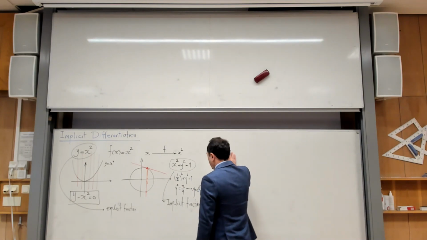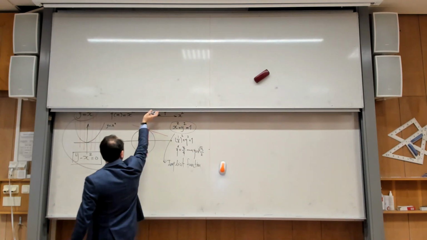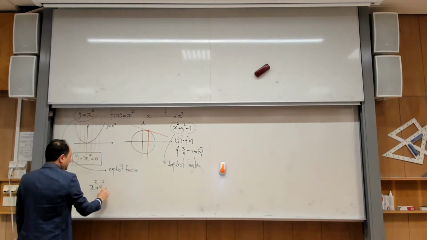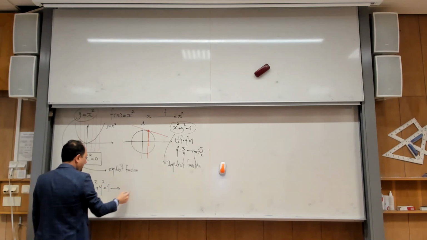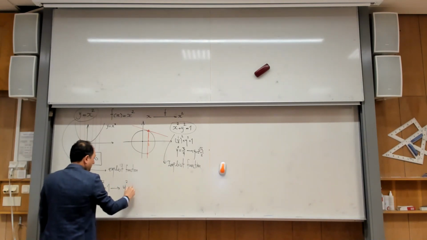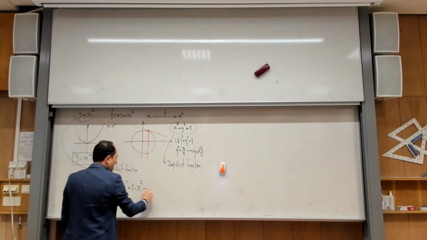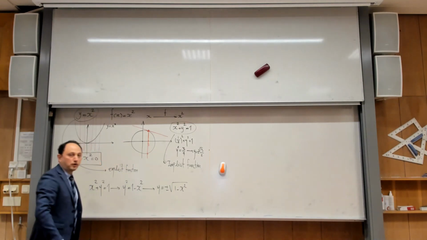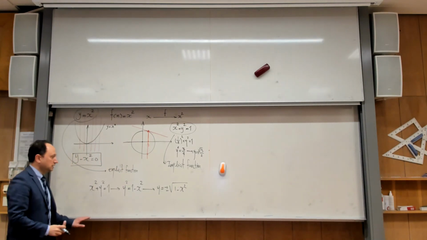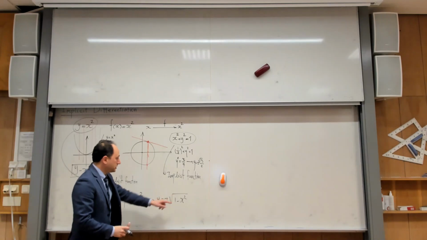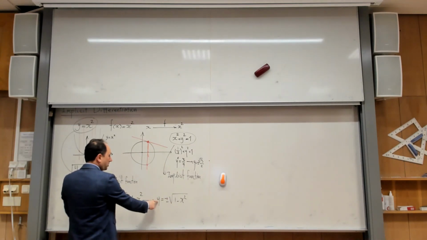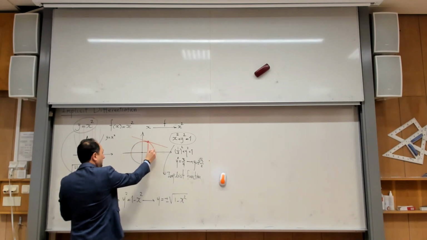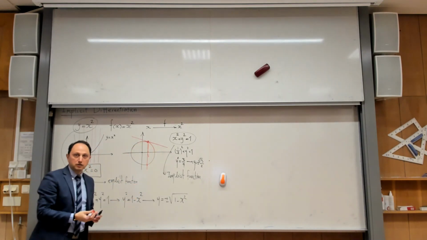What can I do? I can start from x squared plus y squared equals 1. Then I move x squared to the other side, and then I take the square root, but I have to remember to put plus or minus, yes? So I get two functions, not one single function. And that is clear. If I take the positive sign, this will give me the positive y values. So this gives me this semicircle. Is the semicircle a function? Yes.